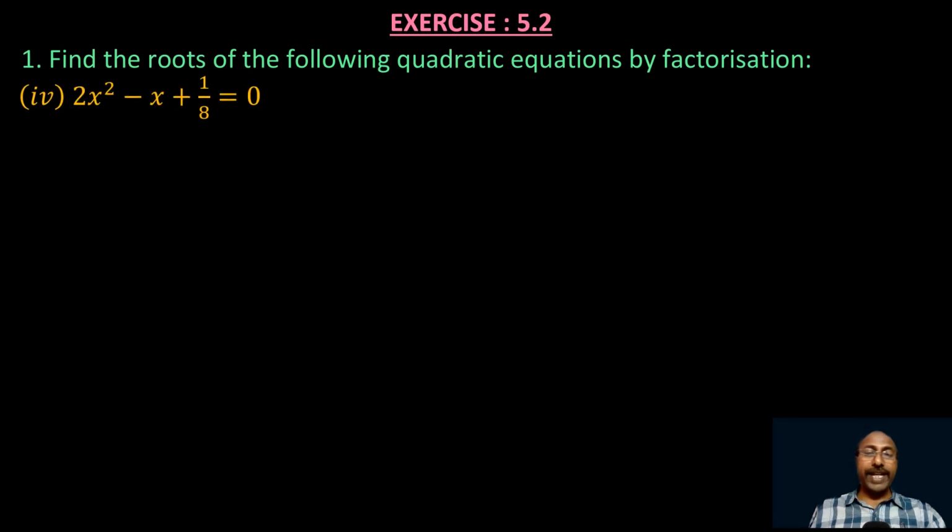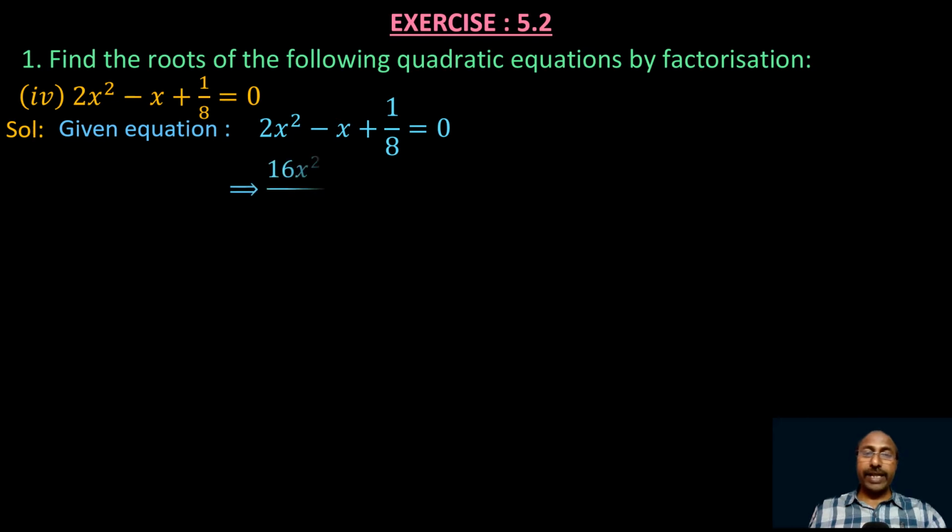2x square minus x plus 1 by 8 equal to 0. So here the given equation is 2x square minus x plus 1 by 8 equal to 0. And in this equation we can take 8 as LCM. So that we can write 8 into 2x square, that is 16x square, minus x into 8 is minus 8x, plus 1 by 8 equal to 0. And by transposing this 8 to the right side, we get 16x square minus 8x plus 1 equal to 0 into 8, that is 0.